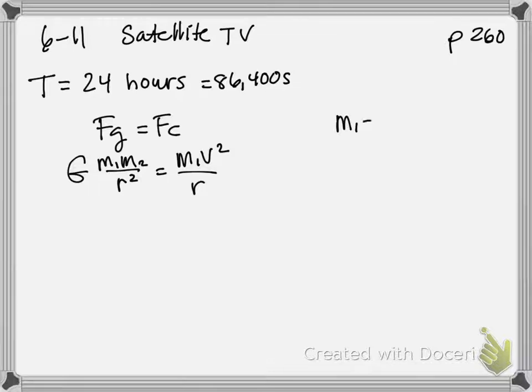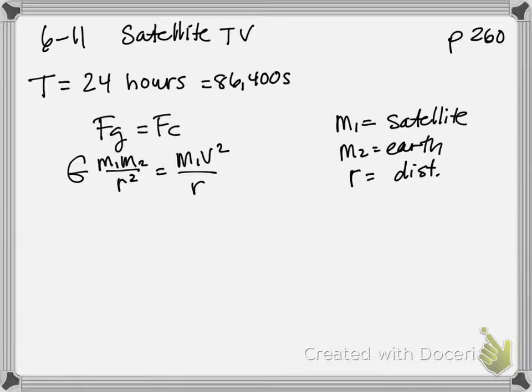So just to be explicit, m1 here is the mass of the satellite, m2 is the mass of Earth. So take a second, pause the video if you need to make sure that that makes sense. R is not the radius of Earth, r is the distance between the center of the Earth and the orbit of the satellite. So we start out with this.